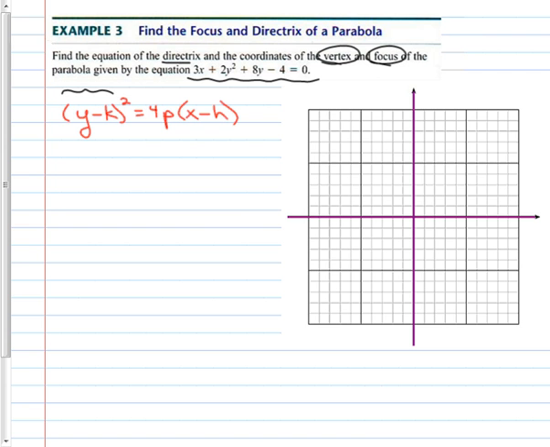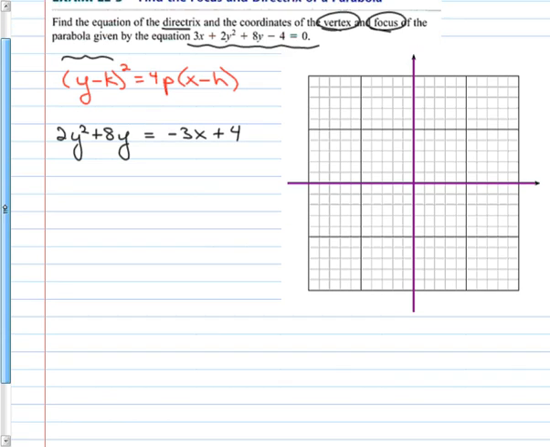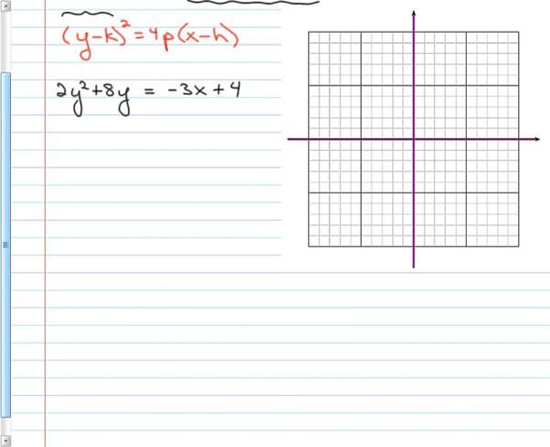Let me get the y's together on the left side. 2y squared plus 8y. Then I'm going to move everything else to the right side. So I'm going to subtract my 3x, and I'm going to add my 4. Negative 3x, and add my 4. Now, in order for me to complete the square over here on this y squared part, I need to factor out the 2, because I have to have unity, 1 y squared. So I'm going to factor out the 2. Y squared plus 4y. I'm going to leave some room to complete the square in there. Equals negative 3x plus 4.